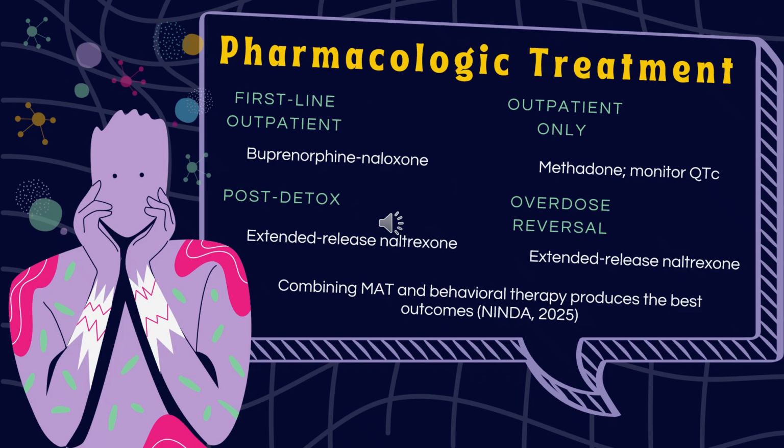Heroin addiction is treated using evidence-based medication-assisted treatment. Buprenorphine, together with naloxone, is preferred in the majority of outpatient settings. Methadone is still required for severe dependence, although it requires frequent ECG and respiratory monitoring. After detoxification, extended-release naltrexone can be used as an antagonist. Naloxone should be included in every medication-assisted treatment plan for heroin use.